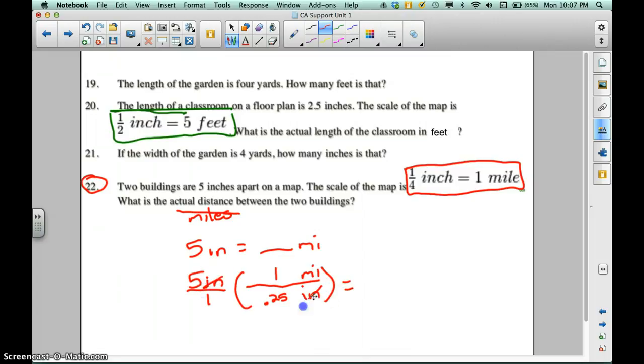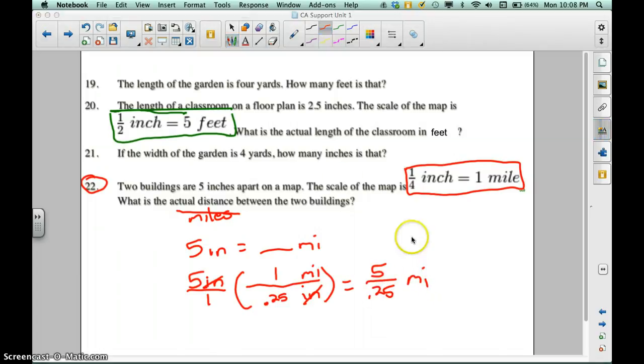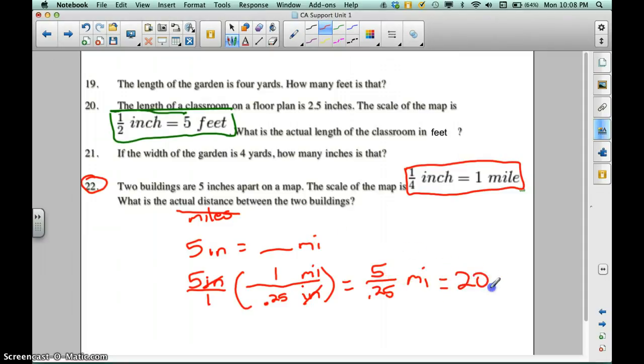Inches over inches cancels, and you get 5 over 0.25 miles. When you put 5 divided by, remember a fraction bar means division, over 0.25 in your calculator, you get 20 miles. And so the 2 buildings are 20 miles apart.